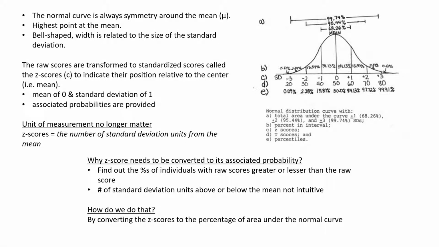As you can see, the normal curve is always symmetric around the mean. Its highest point is also at the mean. It is also bell-shaped, where the width is related to the size of the standard deviation.